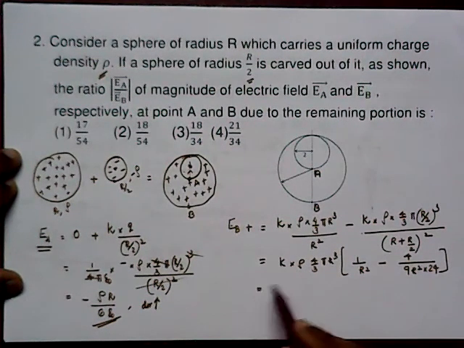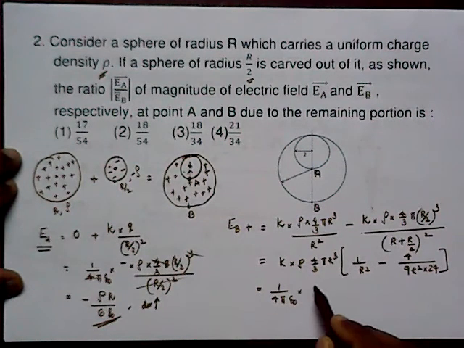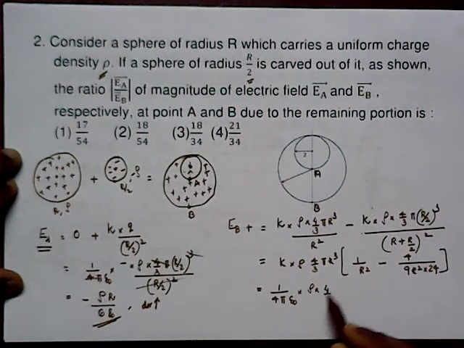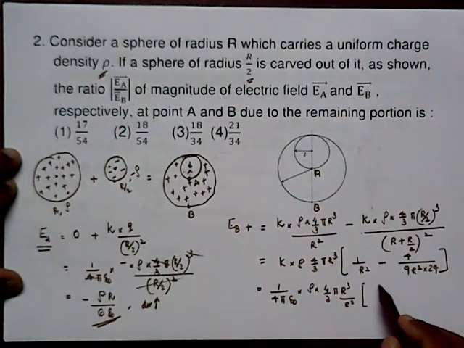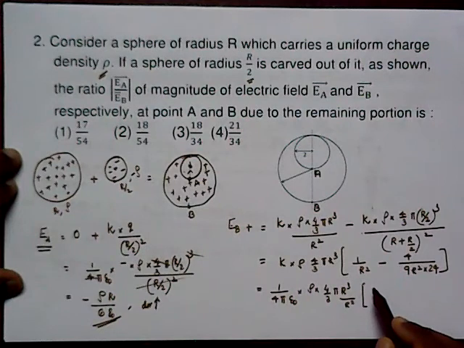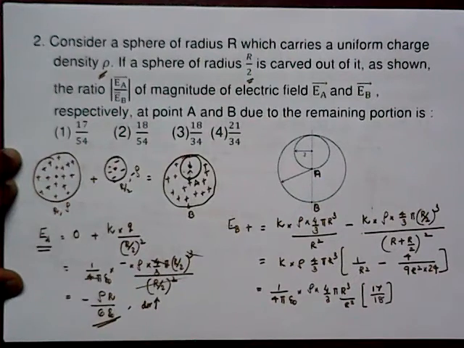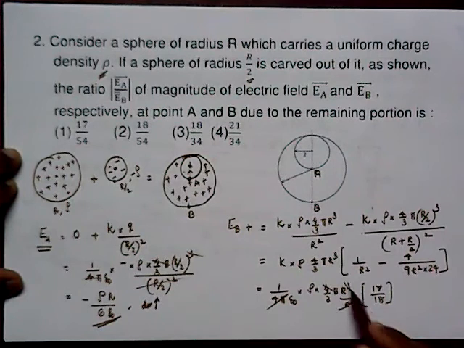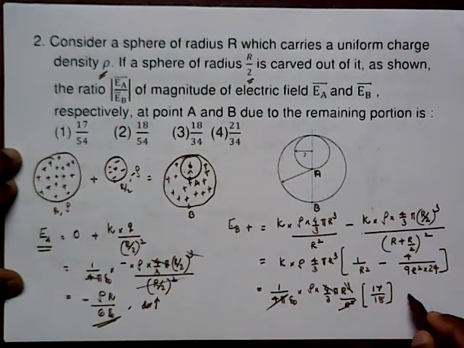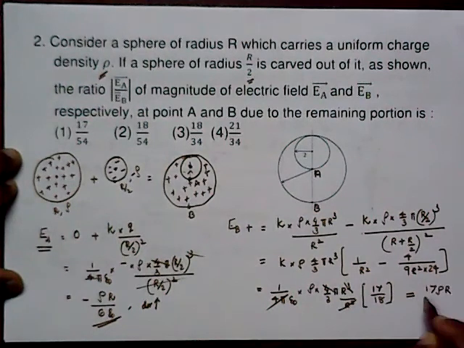So equal to, k is 1 by 4 pi epsilon 0, into rho into 4 by 3 pi r cube. You can take that 1 by r square outside. On solving, you get the value as 17 by 18, so 4 by pi r square. So in net value, you get 17 rho r divided by 54 epsilon 0.